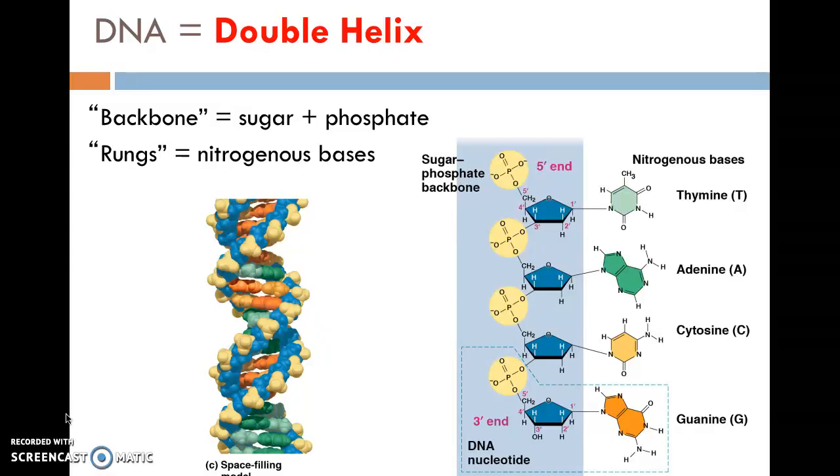It's important to note that when it's all put together, there's 2 sides, and they run anti-parallel to one another, so in opposite directions. The phosphates, which face outward, have a negative charge and are attracted to the aqueous or watery surroundings. The nitrogenous bases, which are hydrophobic, are the rungs, and they're tucked inside, not facing the watery surroundings.